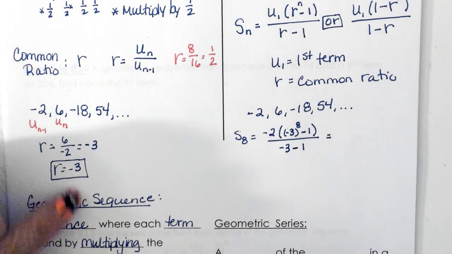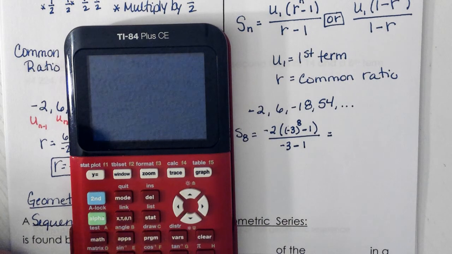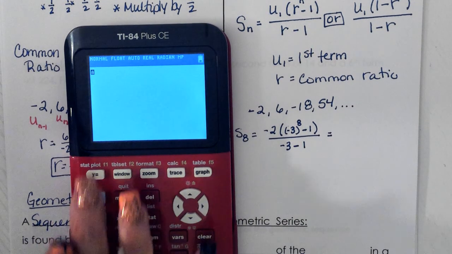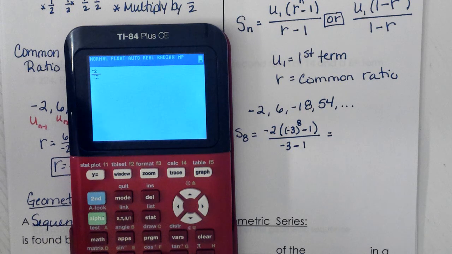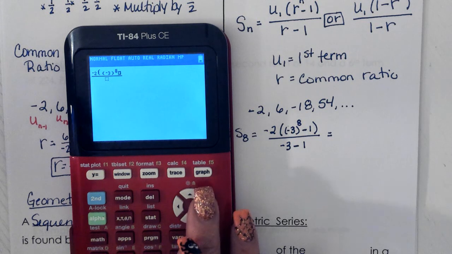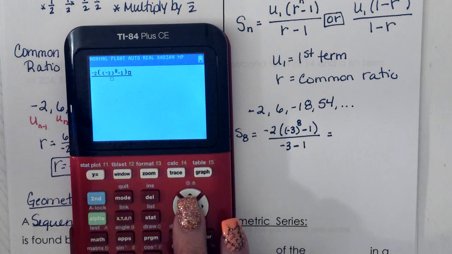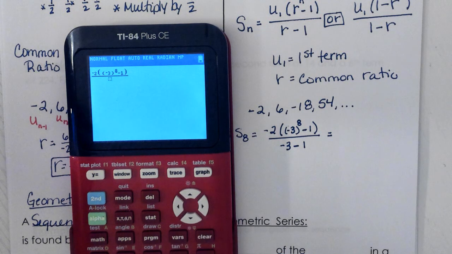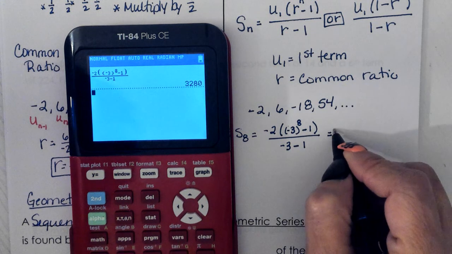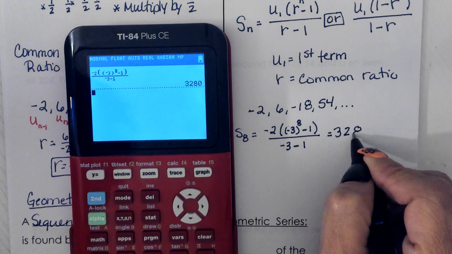All right, we're going to plug that in our calculator, just the way we wrote it. Alpha y equals -2, parenthesis, parenthesis, -3 parenthesis to the 8th power, minus 1. On the bottom, we're putting -3 minus 1. We got 3,280.